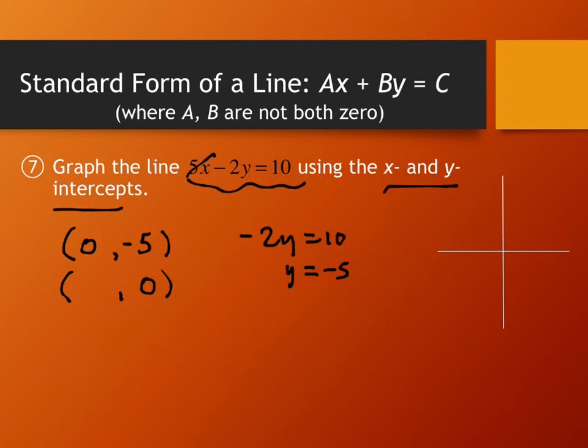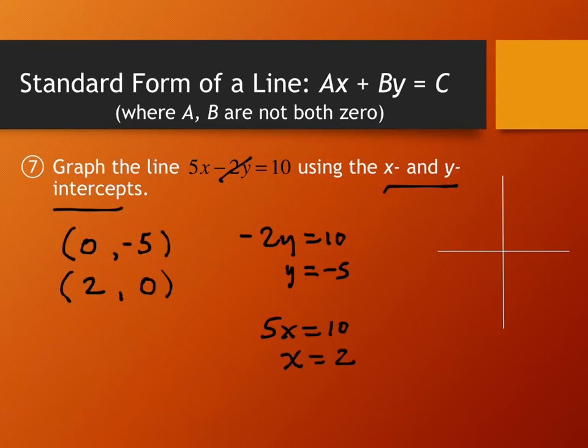On the second one, if y was equal to 0, this would go away, and I'd be left with 5x equals 10. And again, dividing by 5, x would be equal to 2. So x is 2, y is 0. So using those 2 points, just like using any 2 points, but using those 2 particular points, we should be able to graph our line.